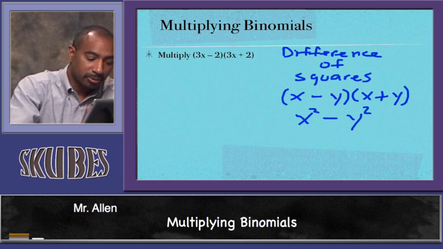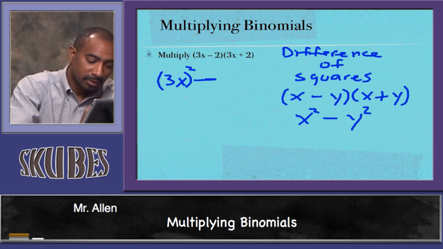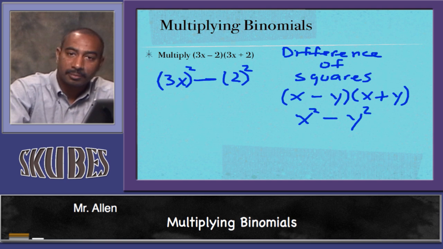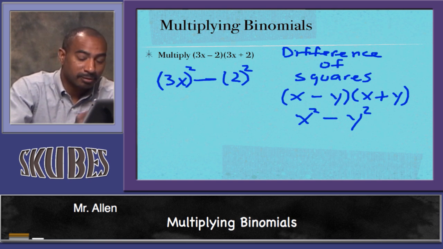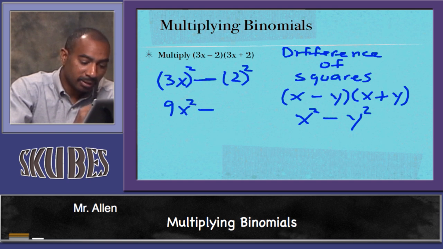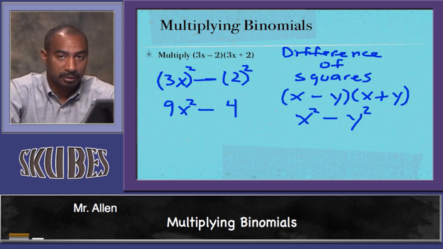So all I got to do is take 3x and square it. The subtraction stays. And then I'm going to take 2 and square it. And I'm done. You can use the other methods, the FOIL method and distributive, and you'll see that the middle term will cancel out. You save a lot of time if you know this pattern. So this is going to be 9x squared, minus, and 2 squared is just simply 4. So 9x squared minus 4 is the product.